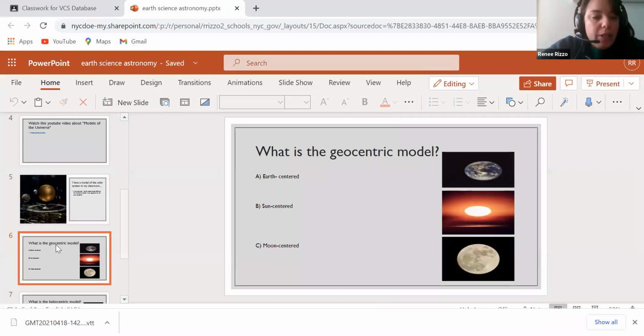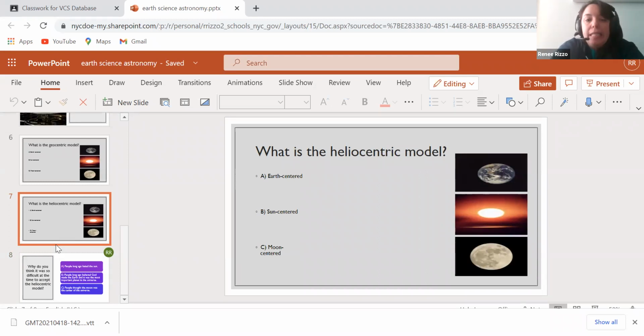So here are some multiple choice questions that you can do together as a class based on what students learned in the video. So what is the geocentric model? A, Earth-centered, B, sun-centered, or C, moon-centered. So obviously the geocentric model will be Earth-centered. These images are also from unsplash.com. Some of them are the same images you saw previously in the lesson.